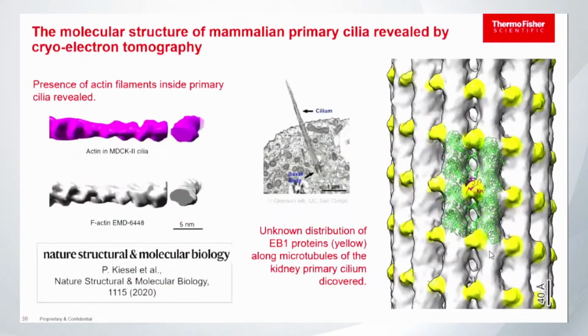More examples here. This is again mammalian primary cilia, revealed by cryo-electron tomography. It was the first time that you can see the EP1 proteins in yellow along the microtubules. So it was the first time this was visualized using cryotomo.